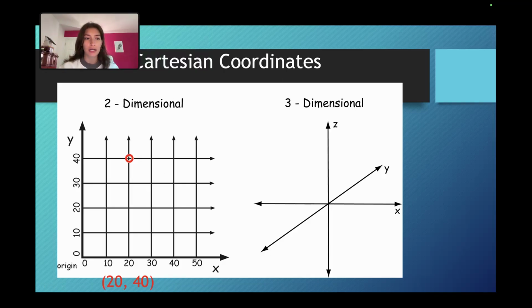So just a few slides kind of reviewing some of the coordinates we've already discussed, such as Cartesian coordinates. You have your two-dimensional version, which is just going to be an x and y axis and a point on that axis, or more so on that figure. And then we have three-dimensional, which just adds in that z-plane.